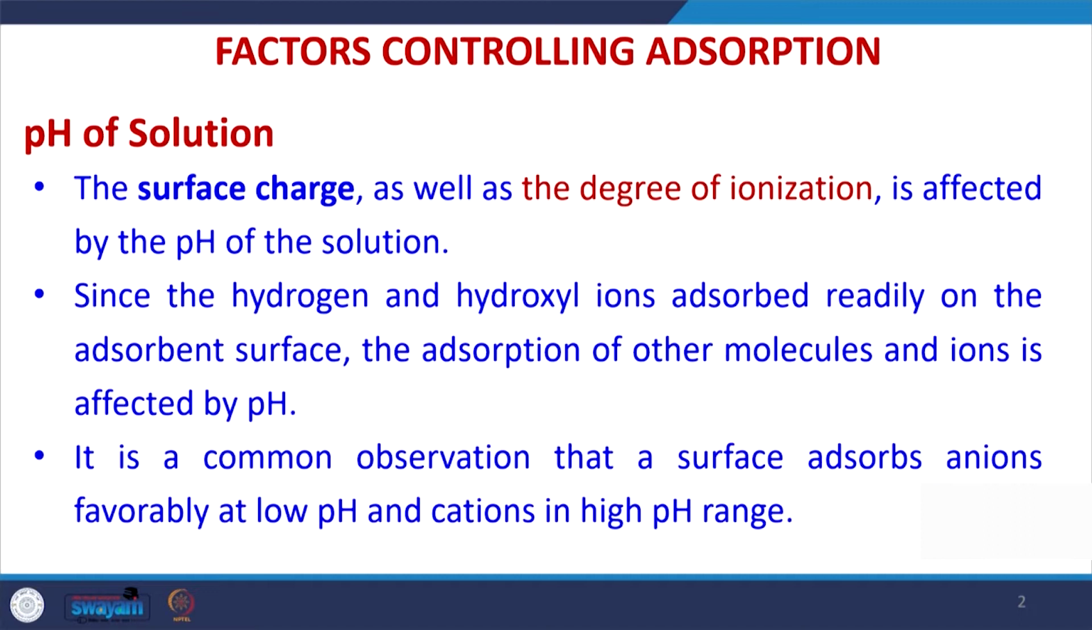It is also a very common observation that a surface adsorbs anions favorably at low pH and cations in the high pH range. So, if this is happening, it is possible that our adsorbent may selectively remove only one of the pollutants; it may not remove all the pollutants. So, the selectivity of the adsorbent toward different pollutants also needs to be checked.